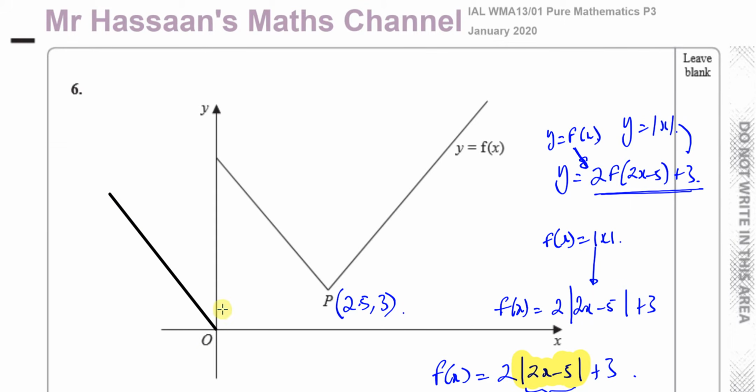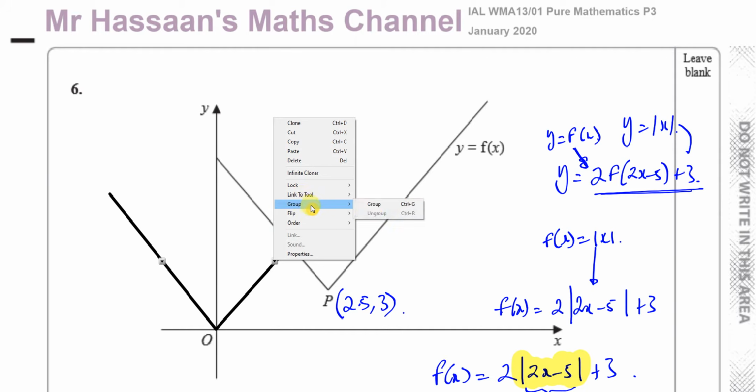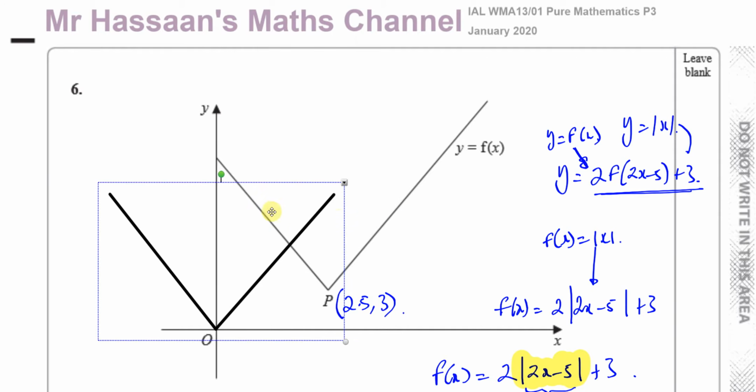We start off with the vertex like this. Okay, that's the original shape. Let me just group this together as one. Okay, so that's how we start off, something like that. We can make it a bit bigger.